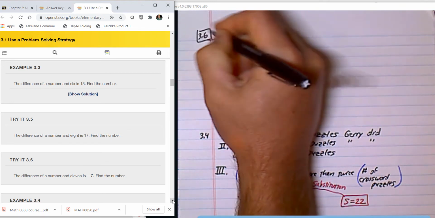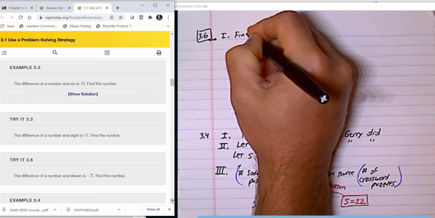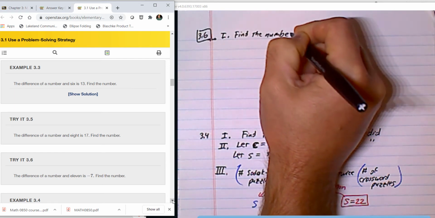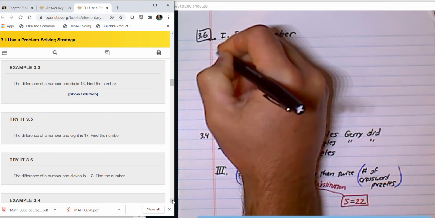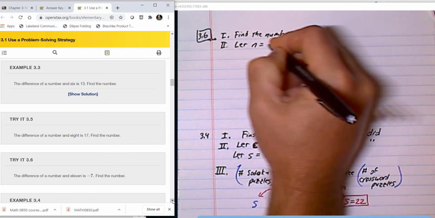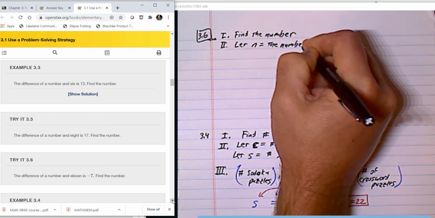Actually, a problem like number 6, you're going to think that this 5-step method is overkill because it says find the number, right? That's what you're supposed to. What am I trying to find? Find the number. Okay. Step 2. Let n equal the number. Let n represent the number.